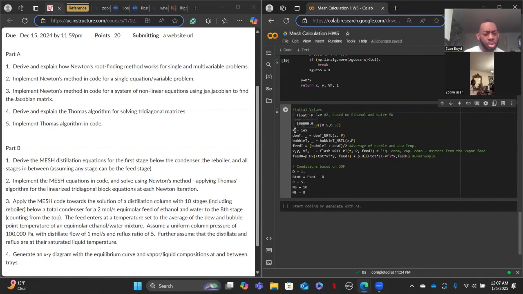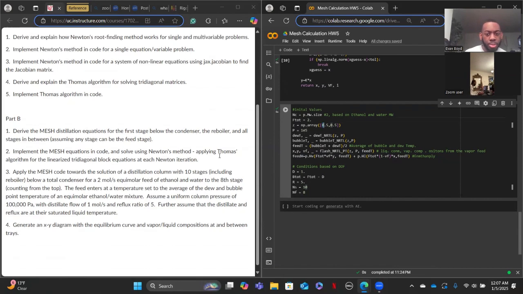Next is our feed total. I think this is our feed flow. Okay, our feed flow. Actually, no, it's not our feed flow, it is our feed total. Then we have our compositions for the ethanol and water.